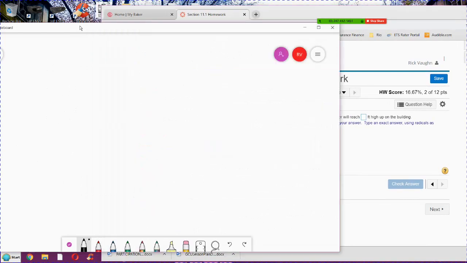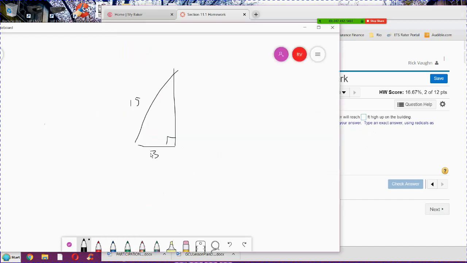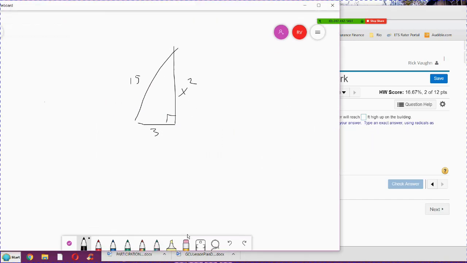So, 15-foot ladder. Here's the building. The base of the ladder is 3 feet out. The ladder itself is 15 feet long. Seems to me like this is pretty much a Pythagorean theorem kind of question. How high up on the building? Let me just call this x. All right, so by the Pythagorean theorem, 3 squared plus x squared equals 15 squared.